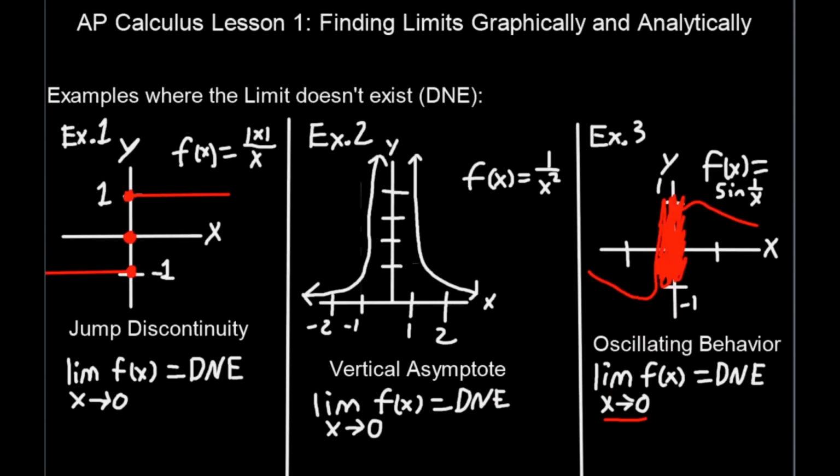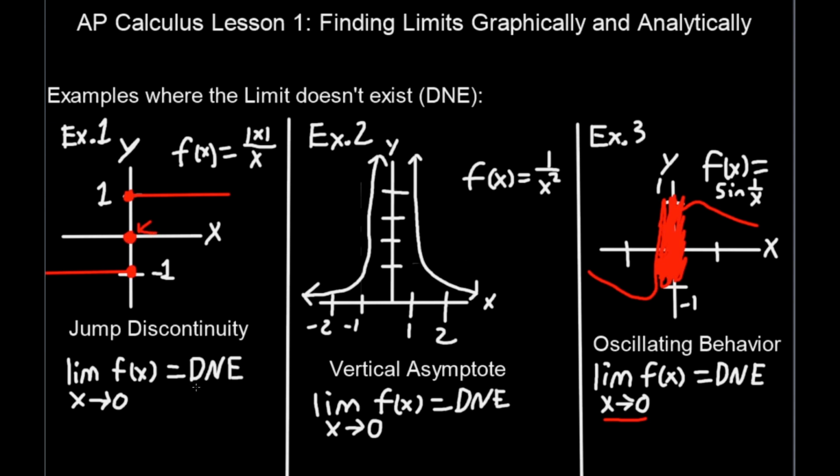This is the next part of our lesson. This is where the limits do not exist, or we just write it as DNE. This is just a quick abbreviation. Example 1 is the graph of the absolute value of x over x. Like I said on the previous slide, we are trying to find the limit of f of x as x approaches 0, which would be right here, that's x of 0.